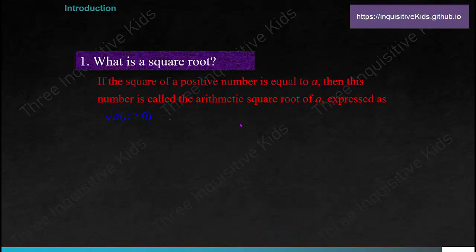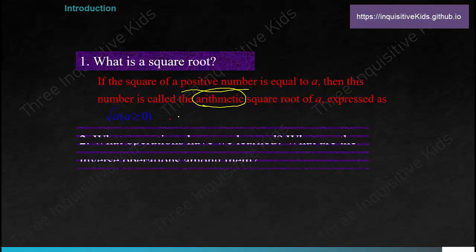Well, if the square root of a positive number is equal to a, then this number is called the arithmetic square root of a, expressed as this. First, this is what we learned last time. This is the arithmetic square root. Second, I underlined positive number because I need to make sure that you understand that a is greater than or equal to 0.